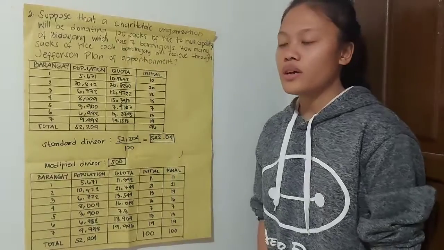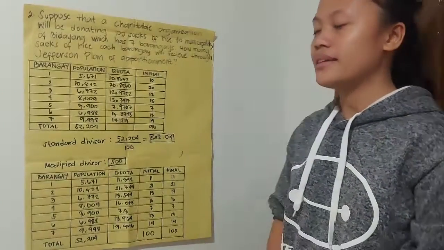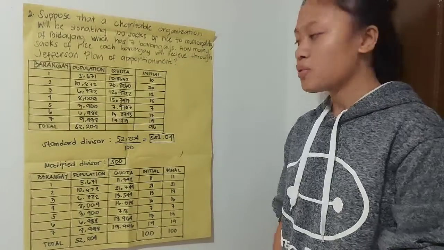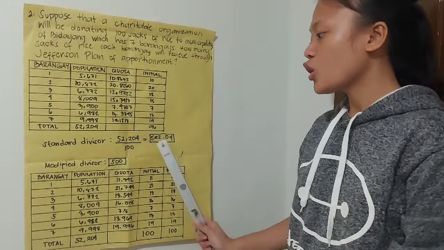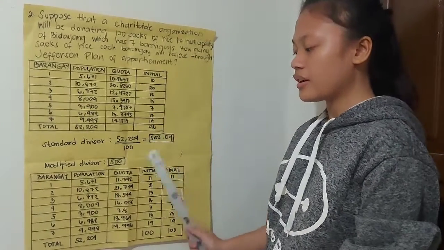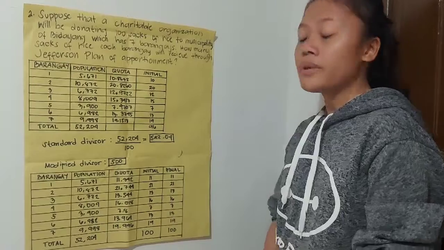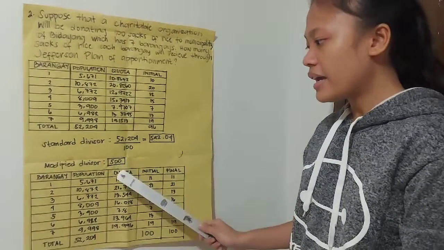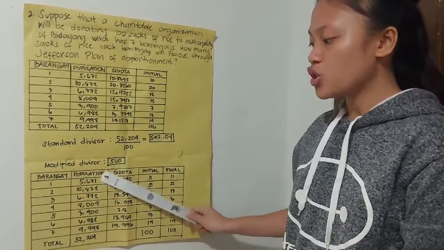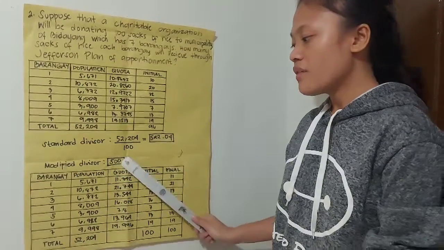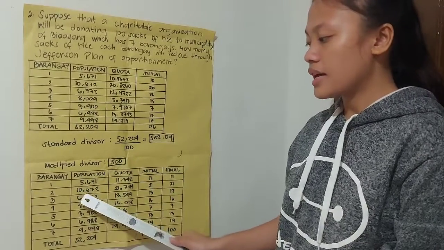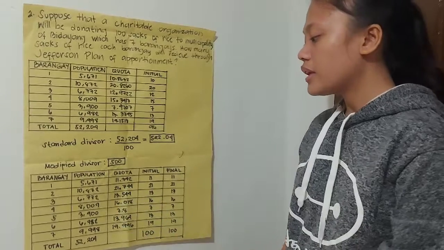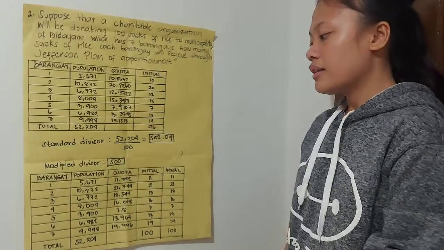What we need now is a modified divisor. A modified divisor is a random number that is close to our standard divisor. So for me, I choose 500, and then I divide the population of each barangay by it. So 5,671 divided by 500 is 11.342.